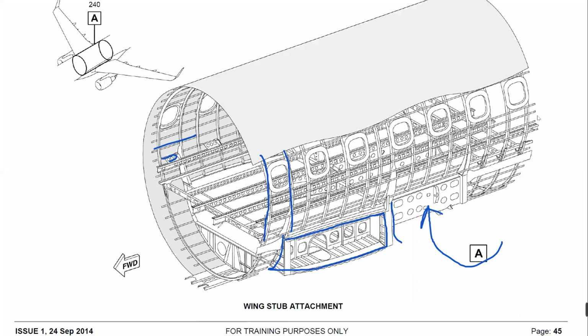In the lower fuselage, you can see the pressure bulkhead, okay? The forward one, the aft one is located here, like this, okay? Wing stub area.